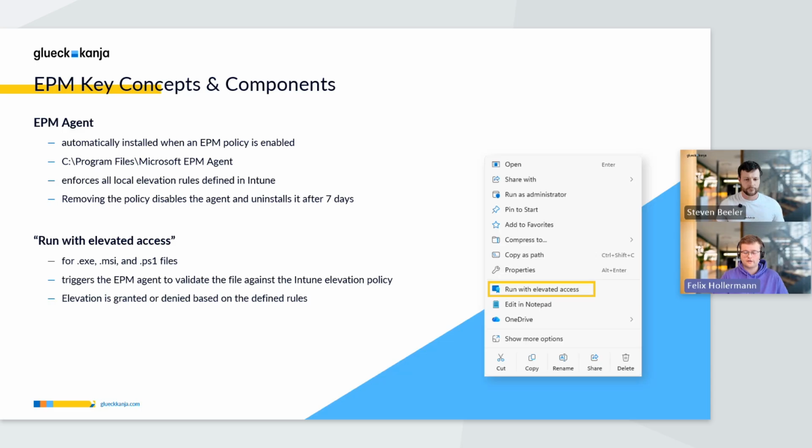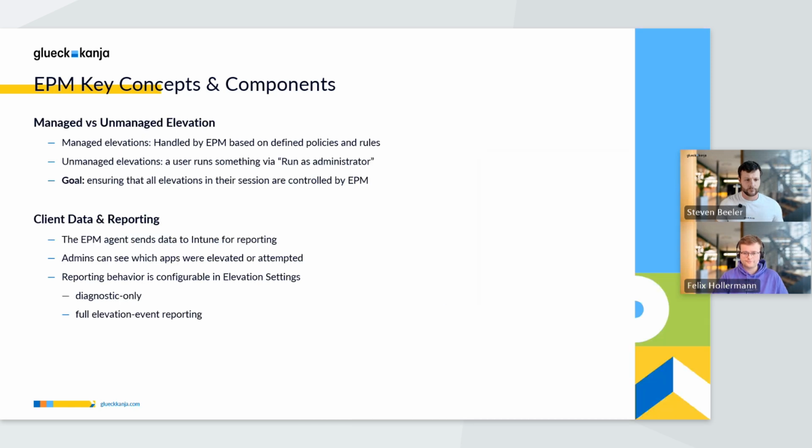So, run with elevated access: you can use it for exe files, MSI files, and PowerShell scripts. This context menu action triggers the EPM agent to check the Intune elevation rules for that file or executable. It's live: when you click on it, it will check immediately with the Intune backend whether there's a policy for this file.